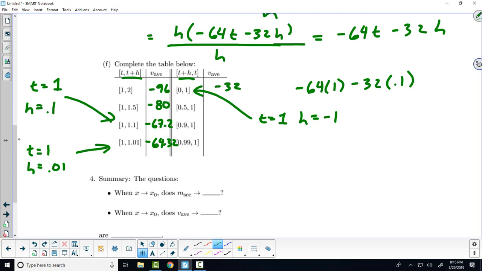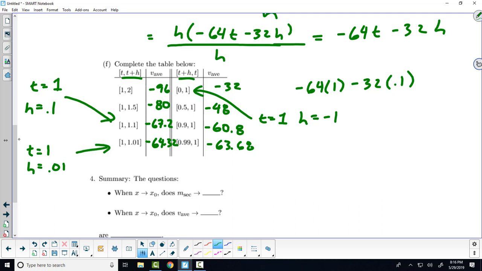Then if we do this one, we would get negative 48, I believe. If we do this one, we get, boy, I can't do the arithmetic. 64 minus 3.2, negative 60.8, I think, yeah? And if we plug in this one, we would get negative 63.68. Okay, just plugging in those values.